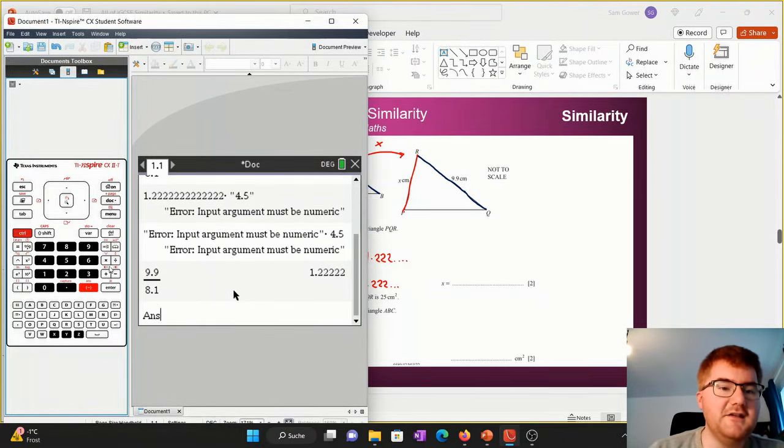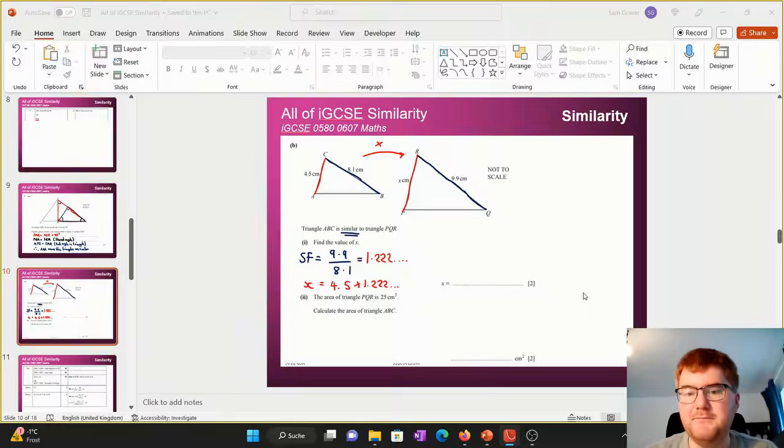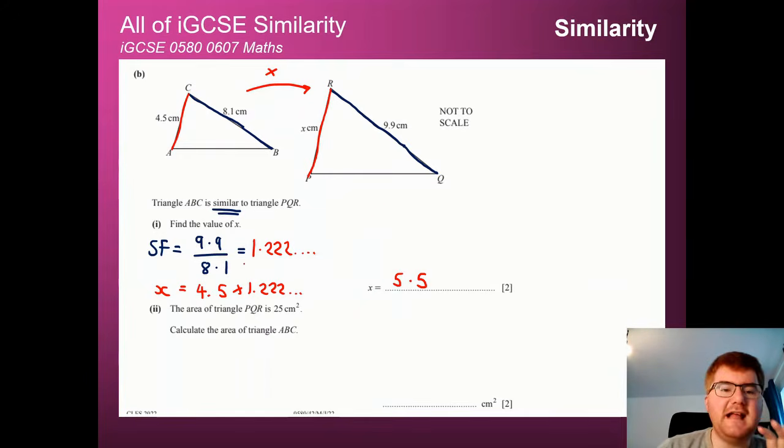Okay, so we take our answer and then we just multiply it by 4.5. Just being careful, pressing the right buttons. And then we get the final answer, precise answer again, of 5.5, which is always a good sign. So we pop in 5.5. And now we're doing an area question.